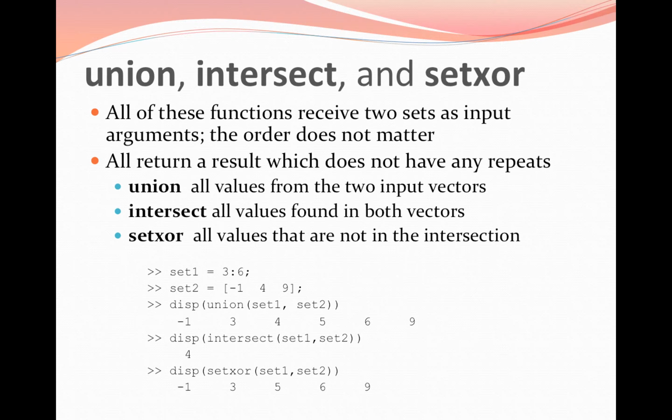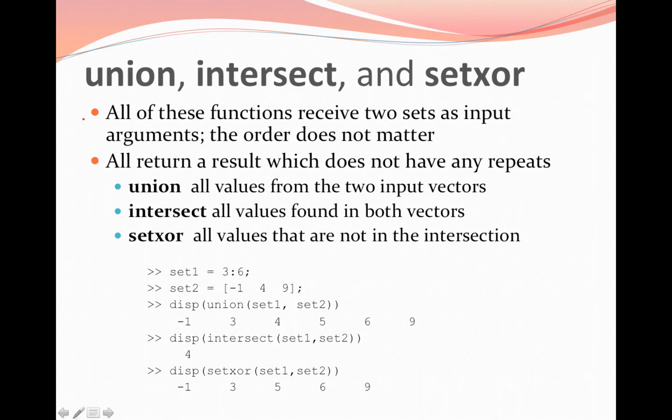First, we'll look at the union, intersect, and setxor functions. All of these functions receive two sets as input arguments, and the order doesn't matter. All return a result which does not have any repeated values. The union function returns all values from the two input vectors.